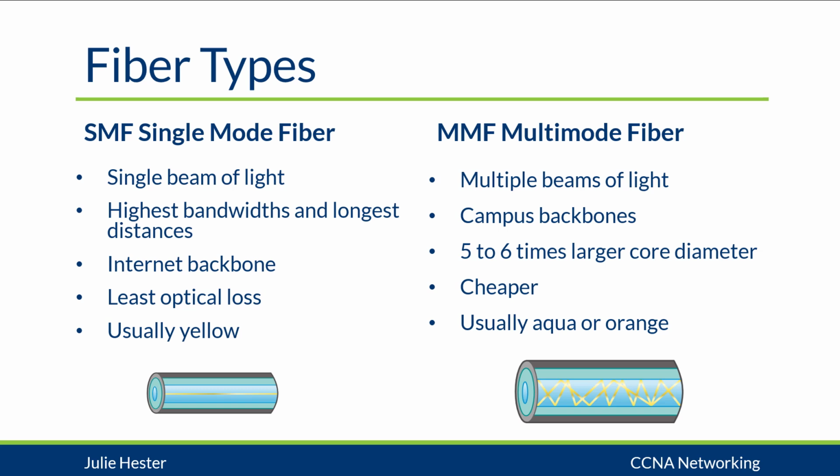It's cheaper than single-mode fiber, so that's why it's primarily chosen for campus backbones or within a corporate facility. And usually MMF is aqua or orange.